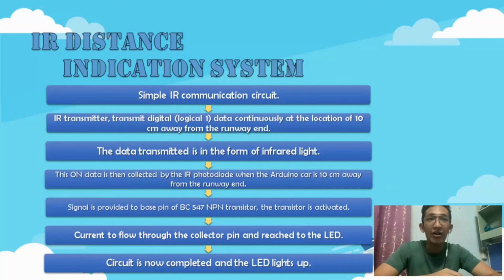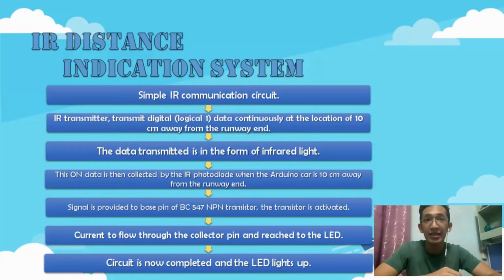And for the IR distance indication system, it is a simple IR communication circuit. The IR transmitter transmits a digital logical 1 data continuously at the location of 10 cm away from the runway end.